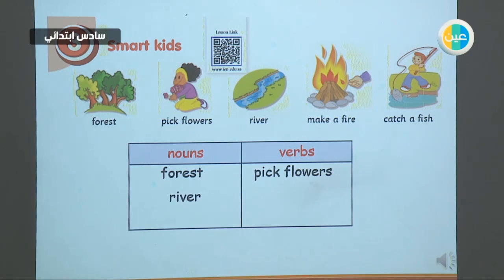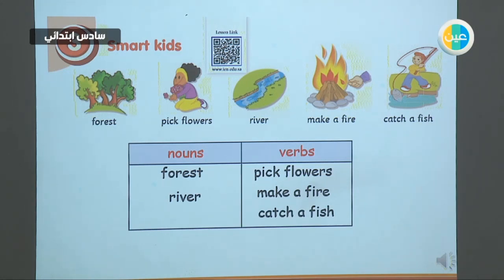What do you think of make a fire? Of course, this is a verb, make a fire. And what do you think of catch a fish? This is also a verb. Okay, listen to them.